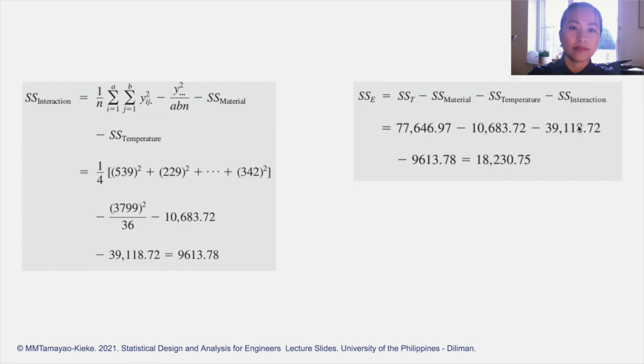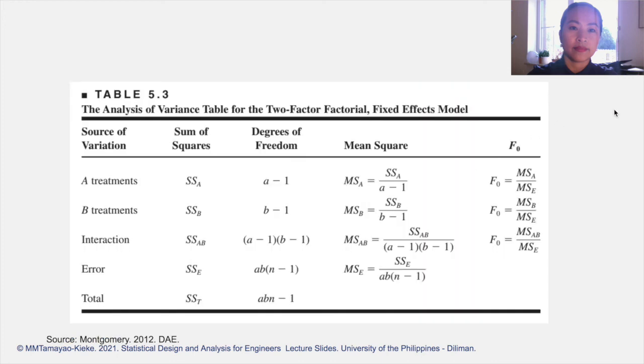We computed for all of those already, therefore we just need to calculate. And this would be equal to 18,230.75. Okay, and again, this is the ANOVA. We need to summarize all the numbers that we have computed so far. Sources of variation: you have your material types, your temperature, your interaction, and of course your error. For sum of squares, we have computed for this.